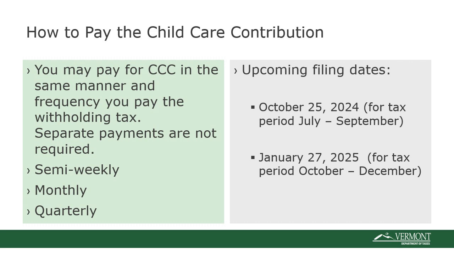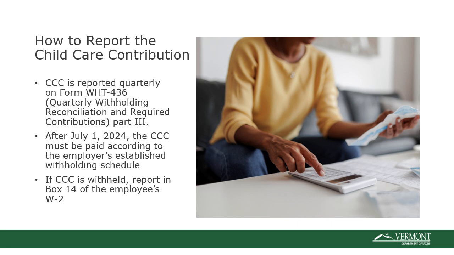The first due date for this will be October 25th, 2024, and that is for the period of July 1st through September 30th, 2024. The second period will be due January 27th, 2025, and that's covering October to December. The CCC will be reported on your quarterly form WHT 436. That's the Quarterly Withholding Reconciliation and Required Contributions, a new Part 3. So we moved the healthcare contributions to Part 4, and now Part 3 will be the child care contributions.